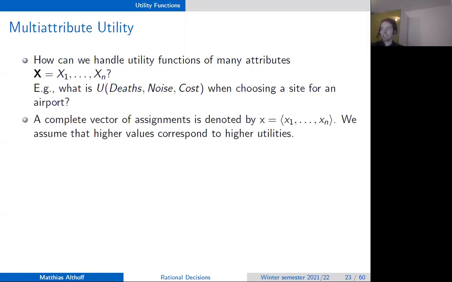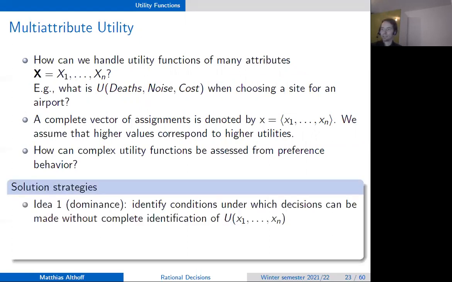Okay, so we need two strategies. Well, we don't need, but there are two strategies. One is that there might be some dominance solutions so that they're better in every respect. And the other thing is that there might be some independencies, like we looked at conditional independencies in Bayesian networks. And based on these conditional independencies, we might be able to assemble a utility for all these attributes based on utilities for single attributes.